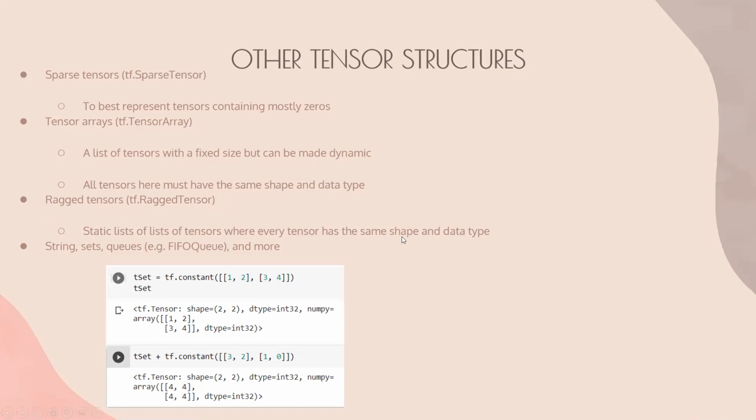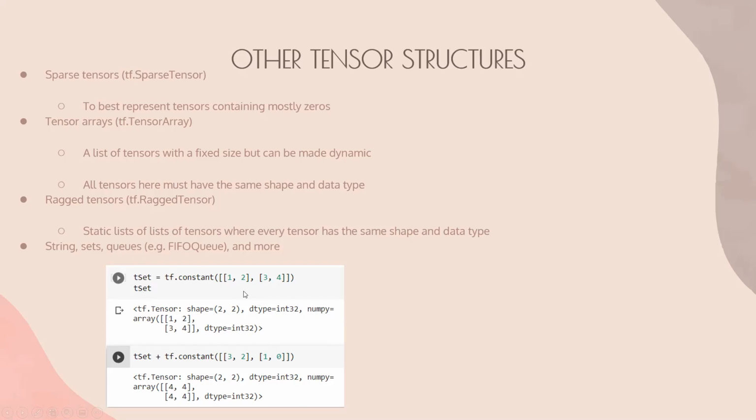Something special about tensors, which I talked about maybe two book clubs ago, was the difference between tensors and PyTorch. In tensors, notice that we have to have the same shape and data type, even in a tensor array or a ragged array. A ragged array is a static list of lists of tensors where every tensor has to have the same shape and data type. So you can't have different size tensors within your list of tensors. Later I'll talk about tensor strings, and sets and queues I'll show on this slide.